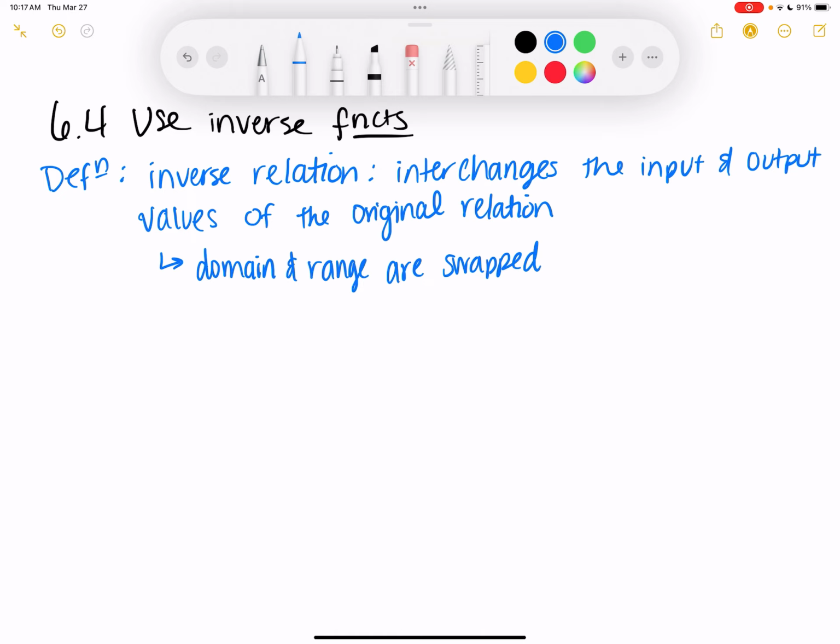Okay, perhaps we're ready to start now. We're on inverse functions, and so we're going to be finding inverses of functions and then also confirming that things are inverses. When it says domain and range are swapped, what I'm really saying is to swap x and y, then solve for y.